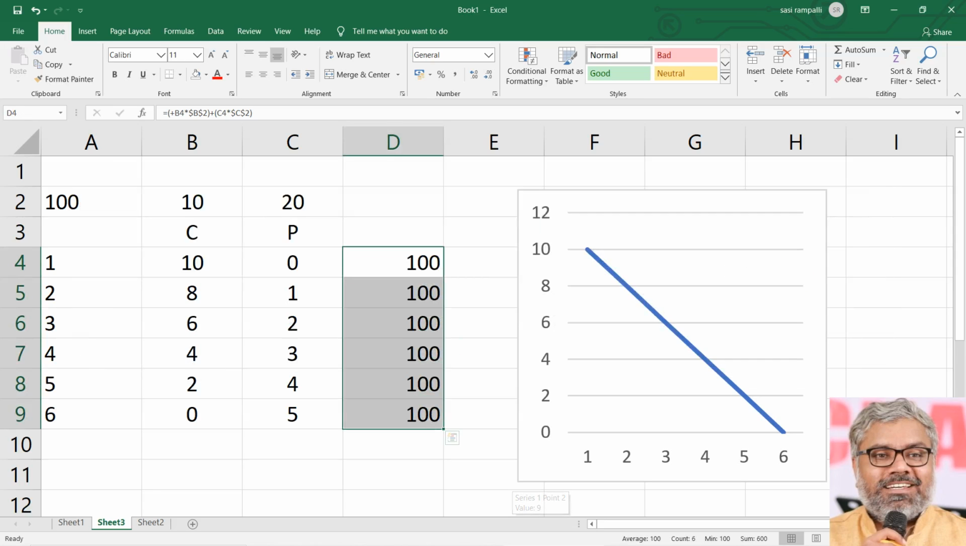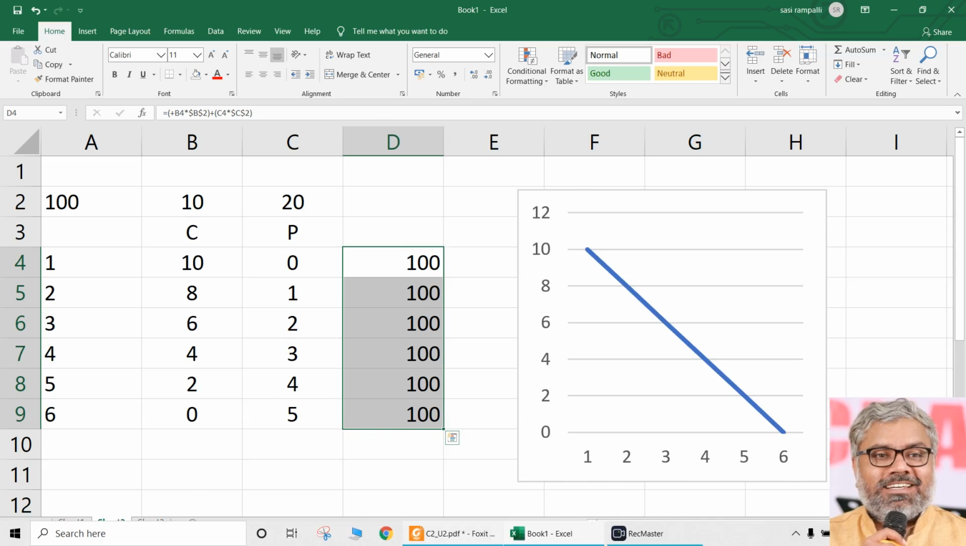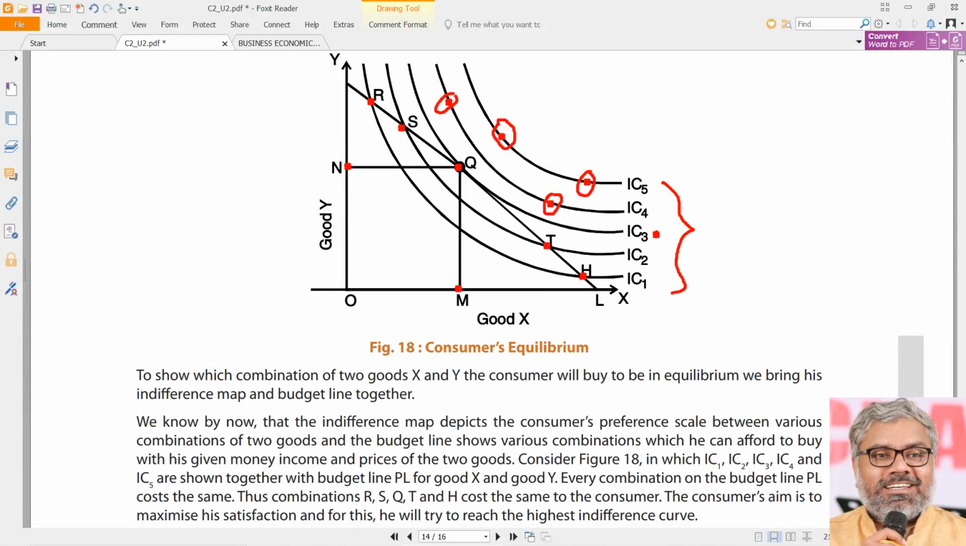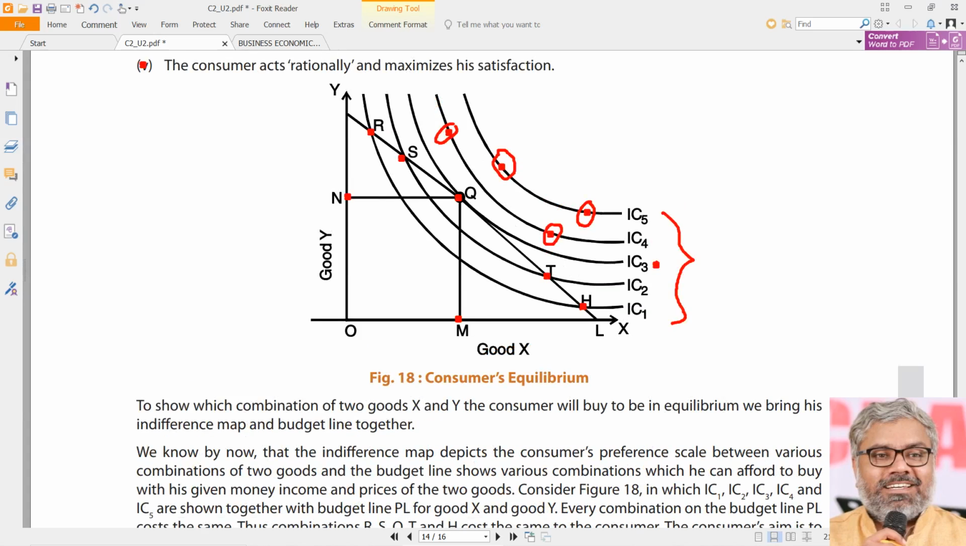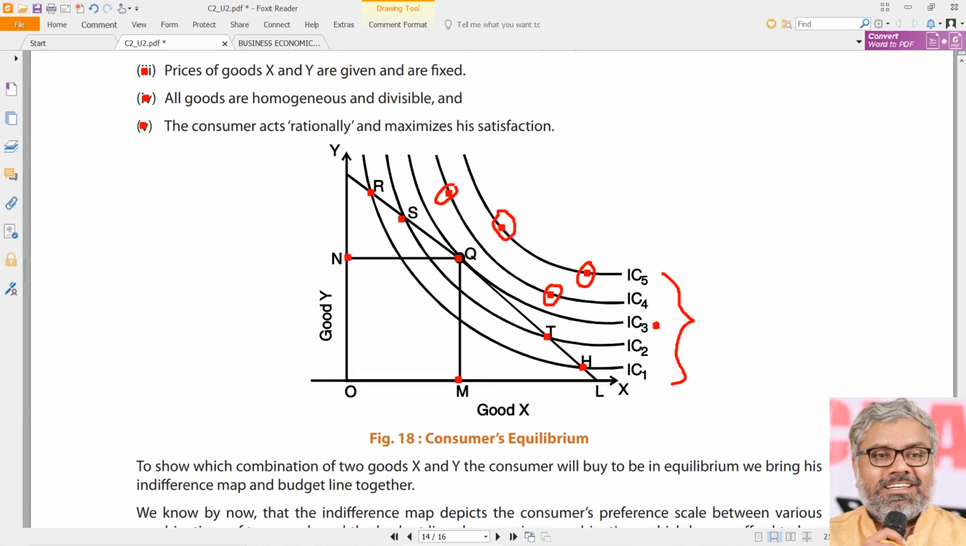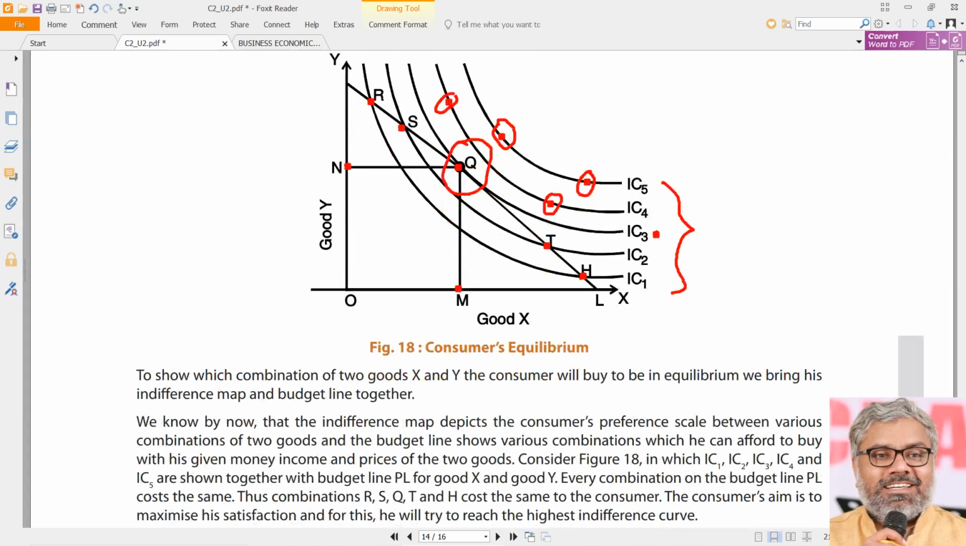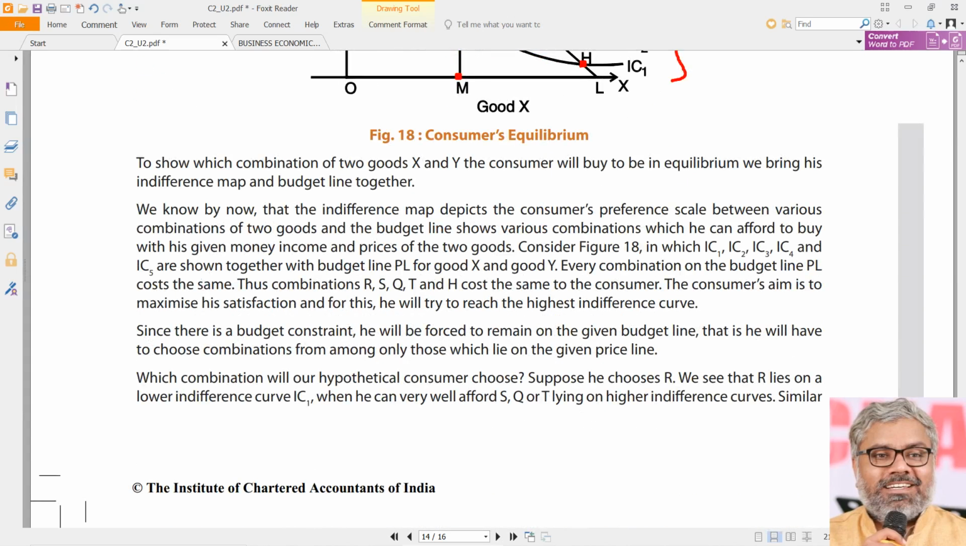So it is definitely the same amount of money that is spent on R, S, Q, T, H, but it is not the same satisfaction that is derived from R, S, Q, T, H. Q gives more satisfaction than R, S, T, H. Hence, finally, the consumer will be in equilibrium only at point Q, where the budget line is touching the indifference curve 3. That is the concept of consumer's equilibrium using indifference curve analysis.